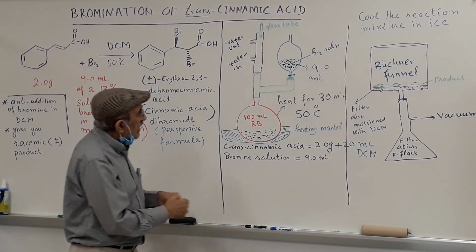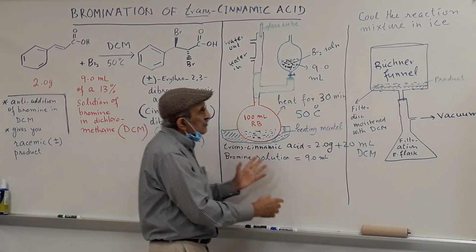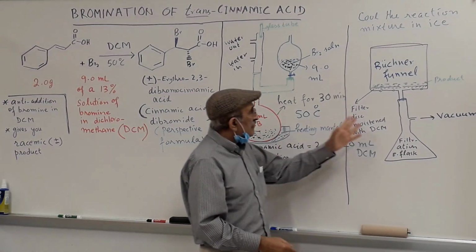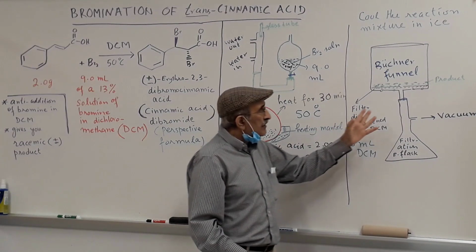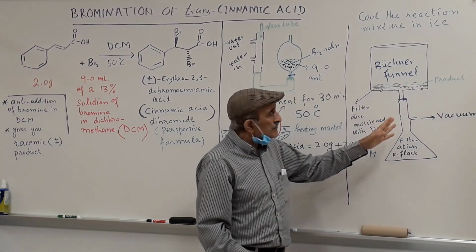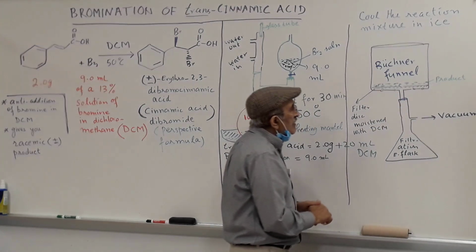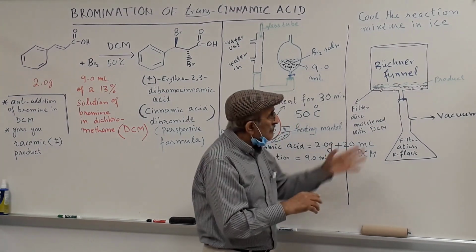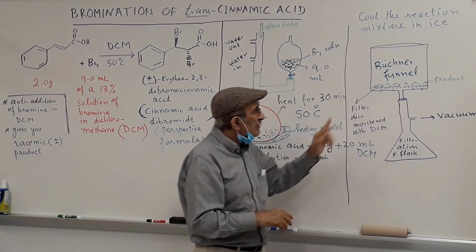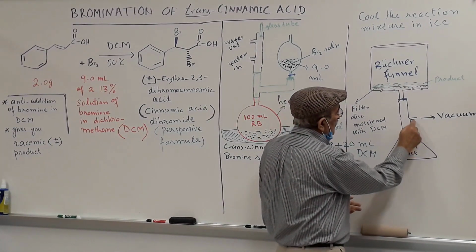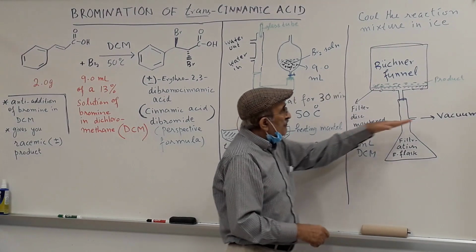All right, so after cooling it for about 10 minutes, we are ready to filter the product using suction filtration. Okay, so in suction filtration, you use the Buchner funnel and you add a filter paper, filter disc. You wet it with DCM, and this is the filtration flask with the side arm. And you apply vacuum.